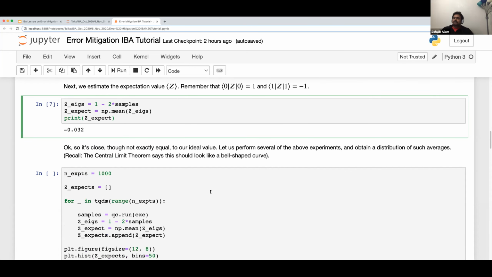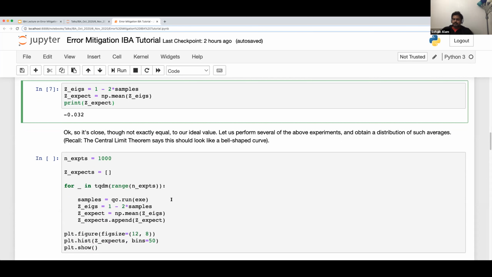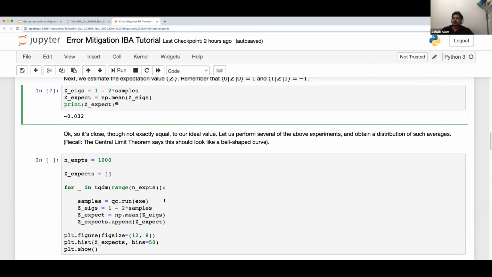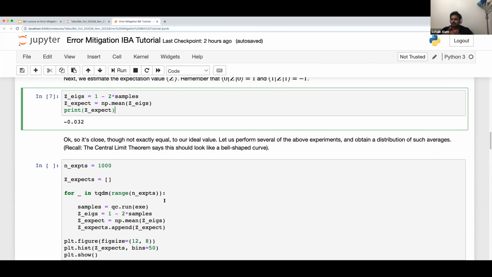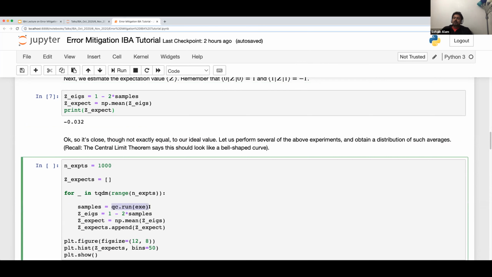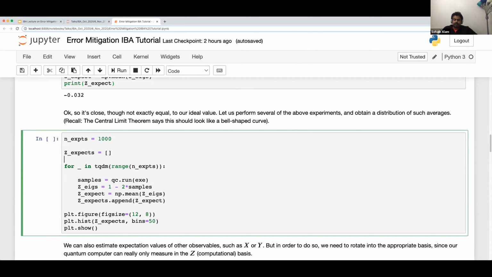Let's actually perform several of these experiments, and compute the distribution of all these averages. Each run is really a run over 1,000 shots, and I'm going to perform 1,000 such experiments, or 1,000 such runs. So that's what I'm doing here.